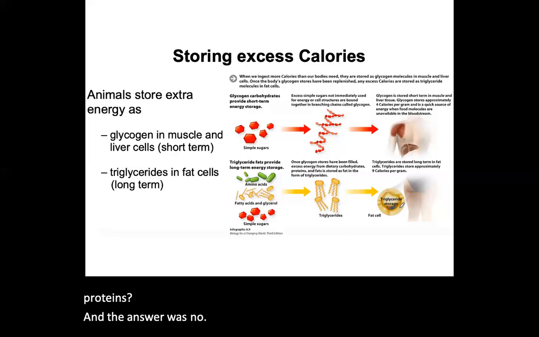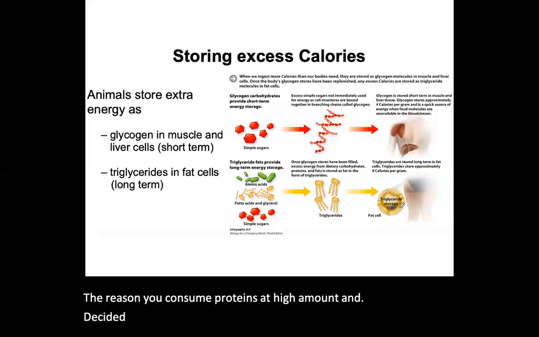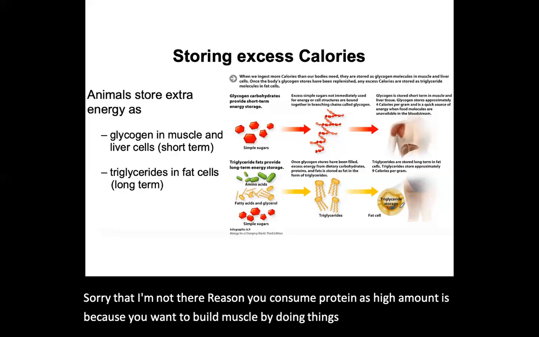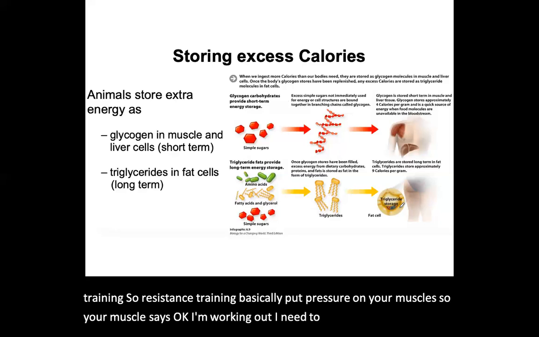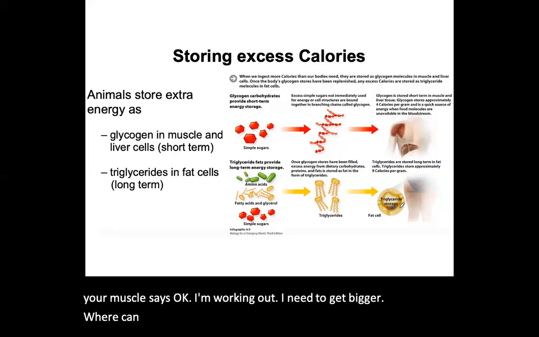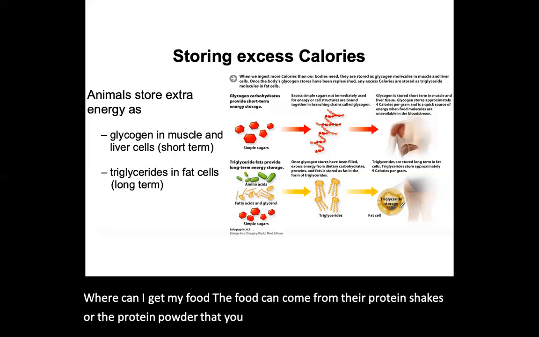So think about it. The reason you consume protein in high amounts is because you want to build muscle by doing things like resistance training. Resistance training puts pressure on your muscles. So your muscle says, okay, I'm working out, I need to get bigger. Where can I get my food? The food can come from the protein shakes or the protein powders that you've been consuming.